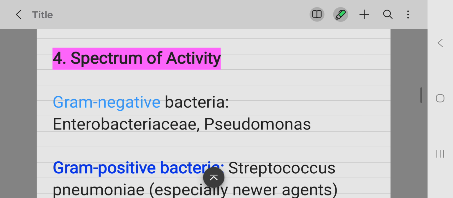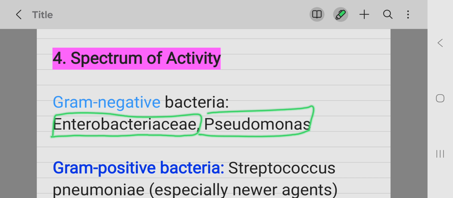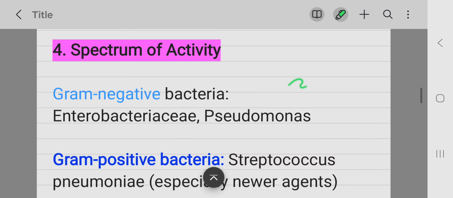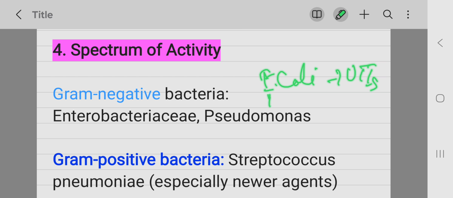Spectrum of activity: these are active against gram-negative bacteria. These include Enterobacteriaceae and Pseudomonas, etc. These gram-negative bacteria are responsible for certain infections, like E. coli is responsible for UTIs. E. coli is also responsible for diarrhea. So against these infections we can use these quinolones.